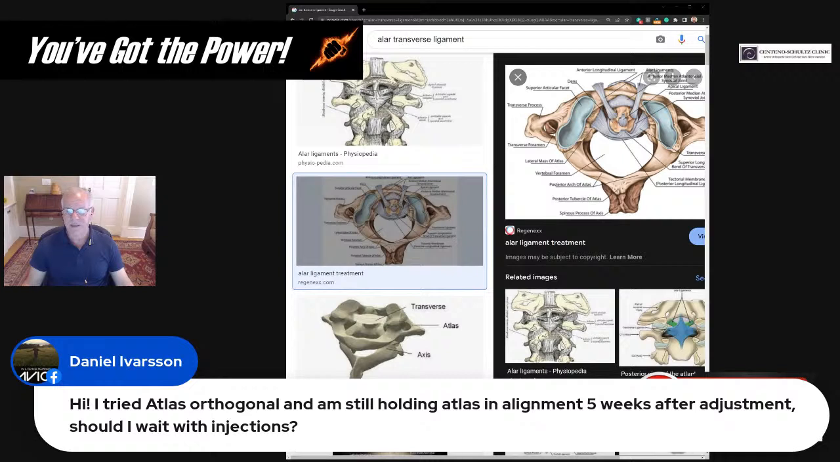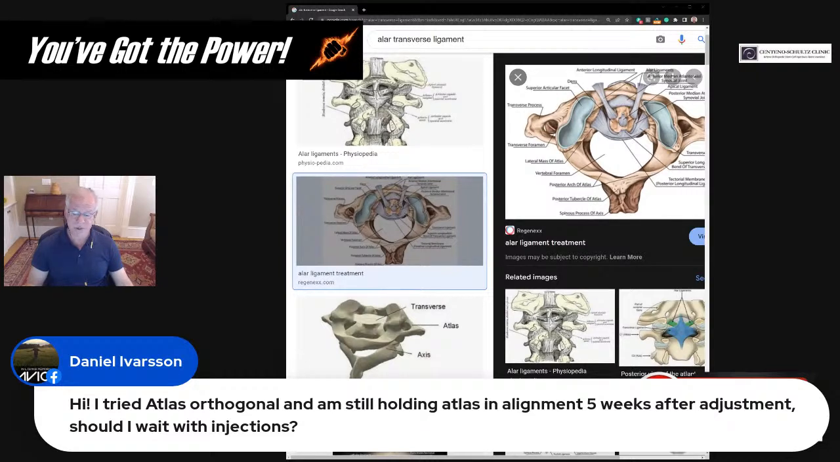Hi, I tried Atlas orthogonal. I'm still holding Atlas alignment 5 weeks after adjustment. Should I wait with injections? Yeah, Dan, listen, if you are feeling better for 5 weeks as a result of a single AO adjustment, I think you'd want to try going down that pathway first. So if you are that kind of patient who is going to get better that way, I'd certainly give that a couple months and see where that heads before you consider any kind of injection therapy.